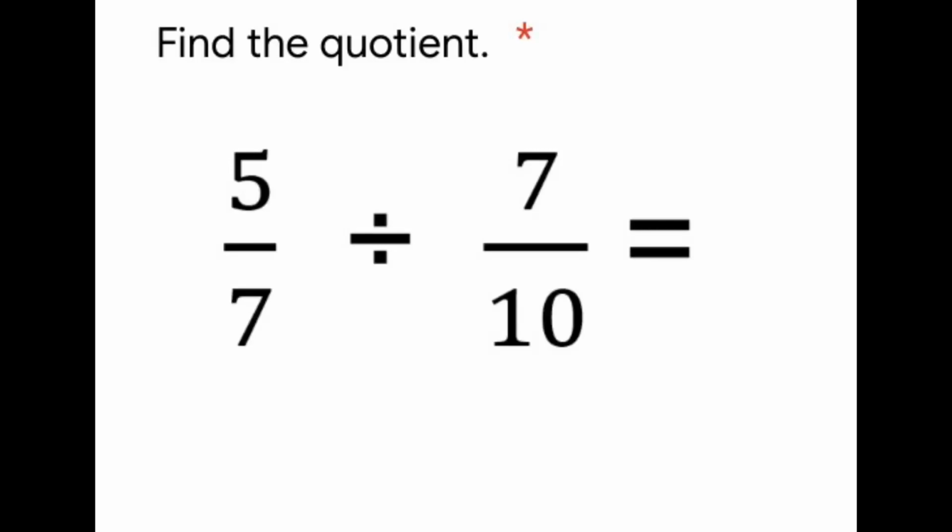Find the quotient. Here we need to keep it, switch it, and flip it. And then you can multiply straight across and simplify if needed.